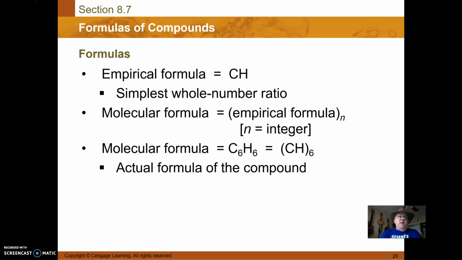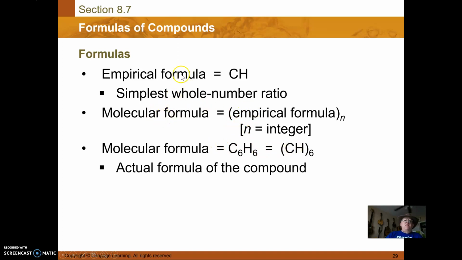Chapter 8, okay, 8.7, Formulas of Compounds. You remember the empirical formulas and the molecular formulas, right? The empirical formula was the base, the minimal amount of elements in an actual molecule, like the CH family. You've got a ratio of 1 to 1, right? So if you had 10 carbon, you would have to have 10 hydrogen, okay?